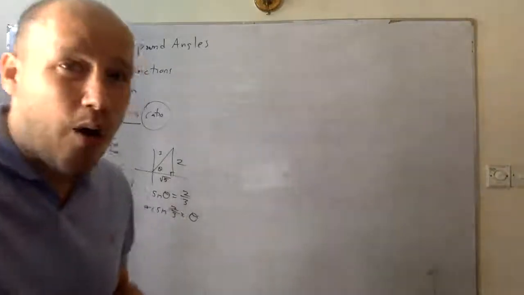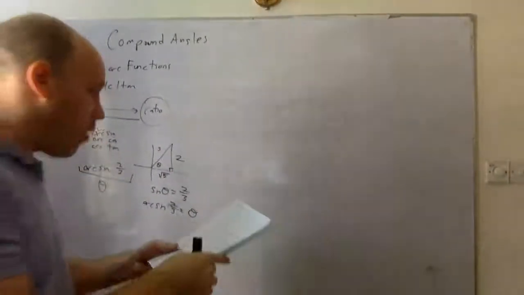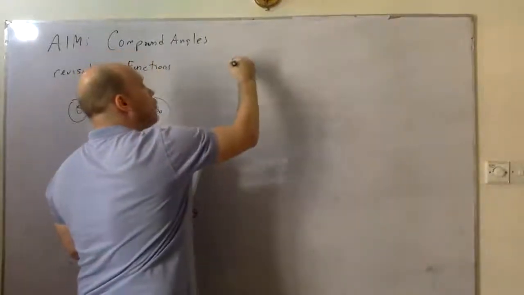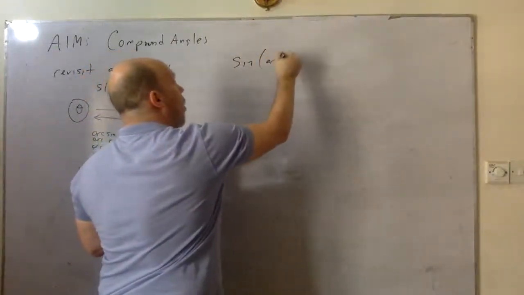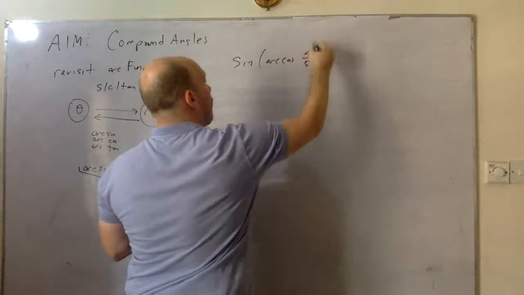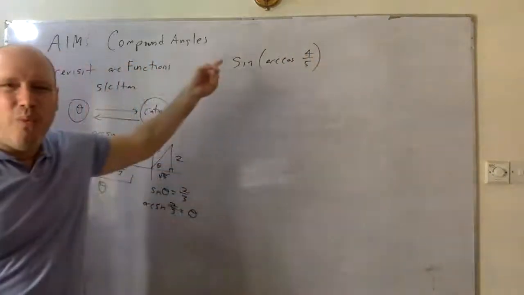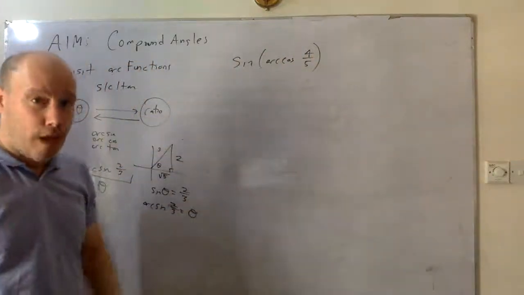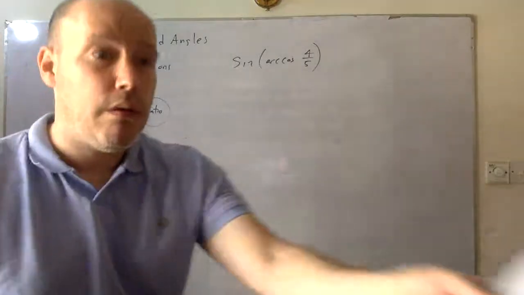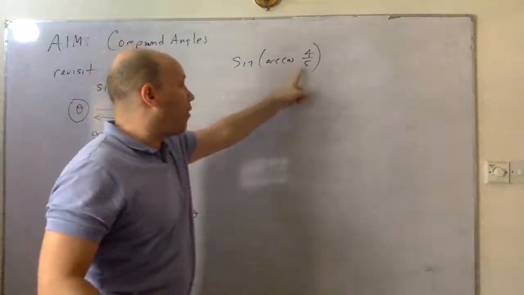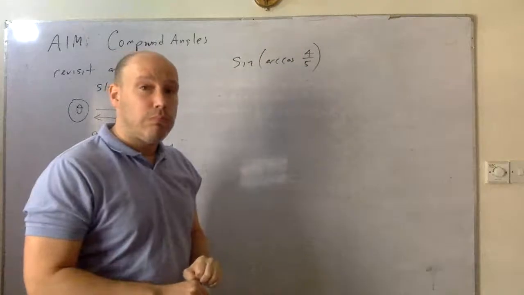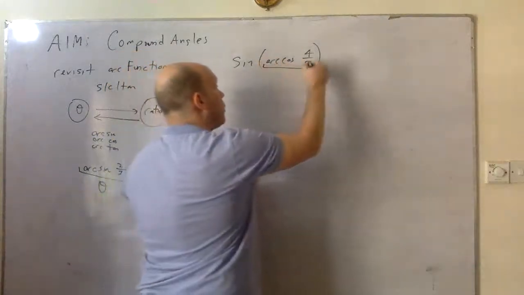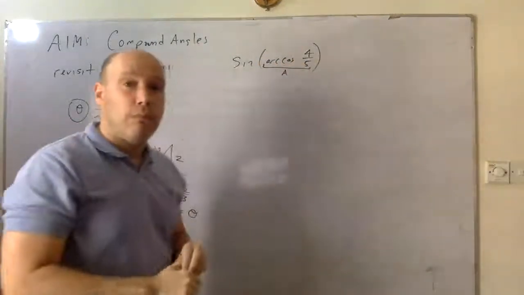So we get these really interesting exercises where they say, what is the sine of the arc cosine of 4 over 5? You're like, what is that? Well, you say, okay, no big deal. The arc cosine of 4 over 5, that is an angle. This is an angle. Let's call that A.